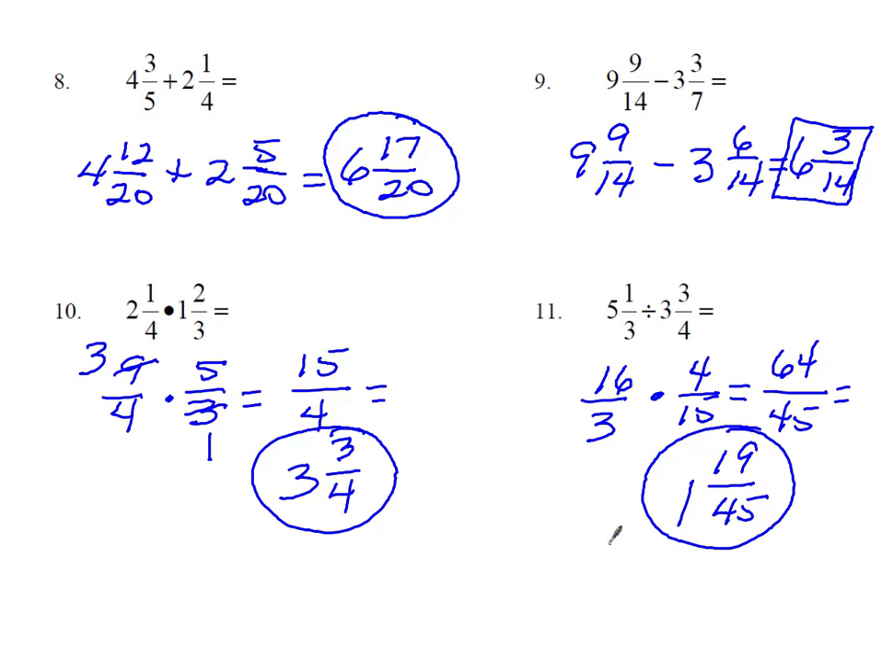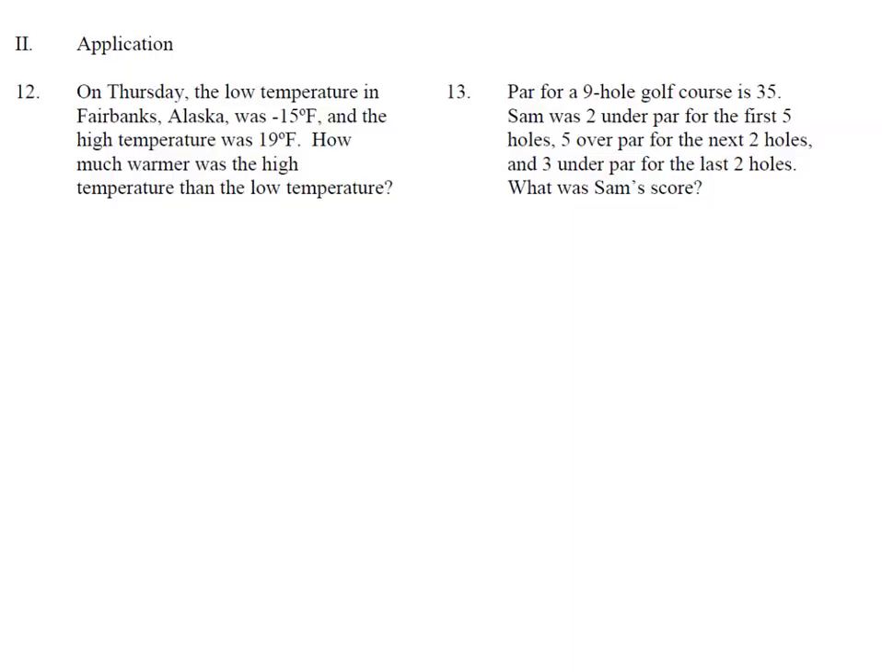So that's the second section of the test, dealing with just fractions and mixed numbers. Now we have some word problems. Number 12, okay, it says on Thursday, the low temperature in Fairbanks, Alaska was minus 15 degrees Fahrenheit. The high temperature was 19 degrees Fahrenheit. How much warmer was the high temperature than the low temperature?